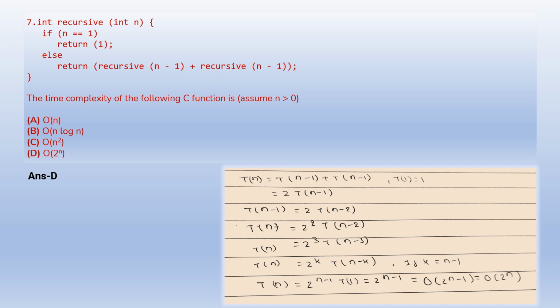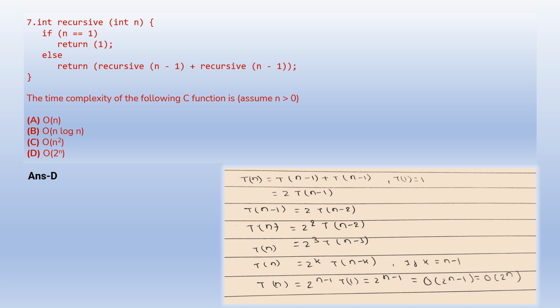The seventh question is asking for time complexity. It is a recursive algorithm, and it is recursively calling the same function with n minus 1, and it is calling 2 times, so n minus 1 and n minus 1, and it is asking what the time complexity will be here. So we can make one recurrence relation based on the algorithm given. It would be T(n) equals T(n minus 1) plus T(n minus 1), and T(1) would be 1. For 1 it would be constant only.